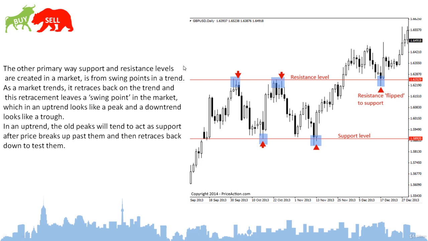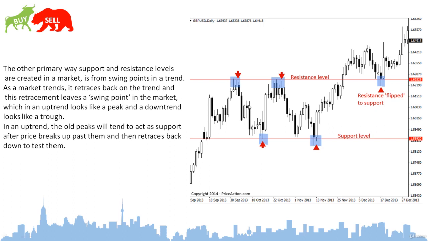The other primary way support and resistance levels are created in a market is from swing points in a trend. As a market trends, it retraces back on the trend, and this retracement leaves a swing point, which in an uptrend looks like a peak and in a downtrend looks like a trough. In an uptrend, the old peaks will tend to act as a support after price breaks up past them and then retraces back down to test them.